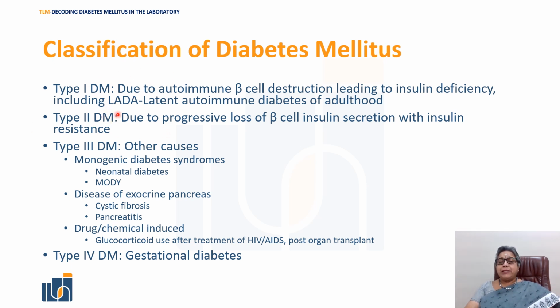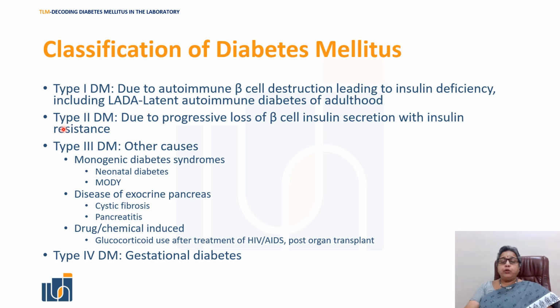LADA is latent autoimmune disease of adulthood. Usually what we see is type 1 disorder presents quite early in life, and it usually starts when the child is very young, maybe even 1 year, 2 years. So that is what we are aware of. But into this category, because the pathology here is autoimmune disorder, they've also included LADA, which is latent autoimmune diabetes of adulthood.